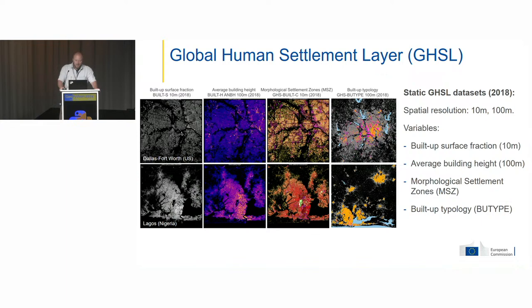And besides those multi-temporal data sets, there are static data sets, so they are only available for one point in time, which is 2018, but some of them at a higher resolution. There is the global subpixel built-up fraction data set at 10 meter resolution. There is an average building height data set at 100 meter resolution. And then there are two data sets that are new in this current release, which are typologies of the built environment. One of them is the morphological settlement zone data set, and the other one is the BU type, a built-up typology.